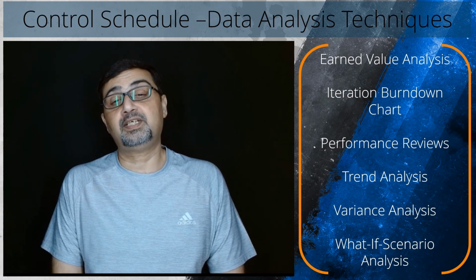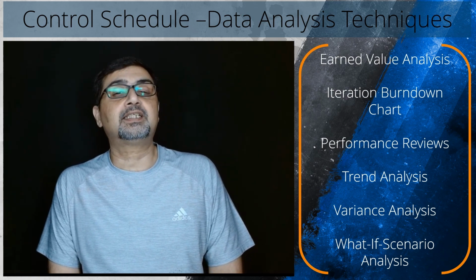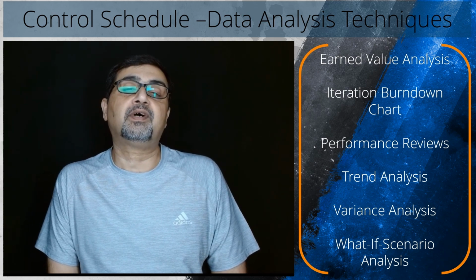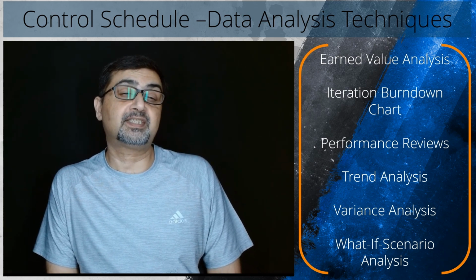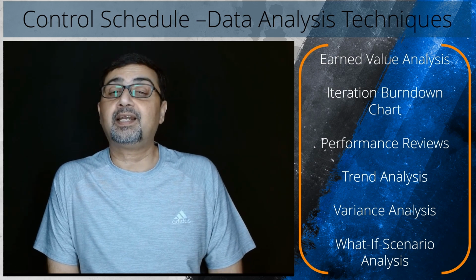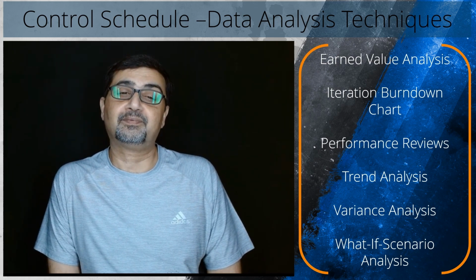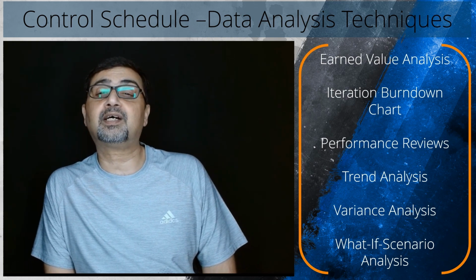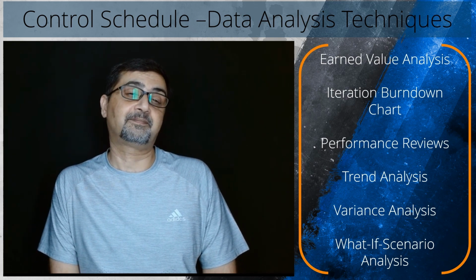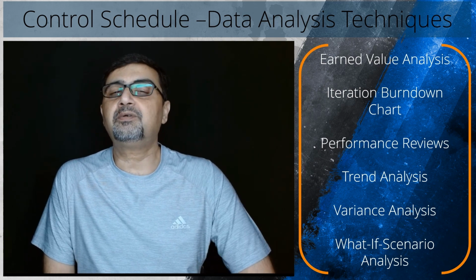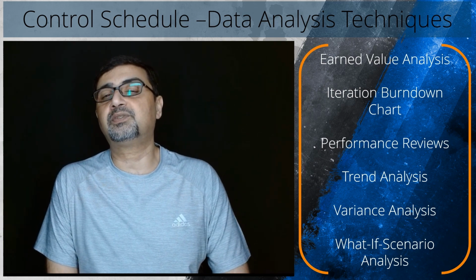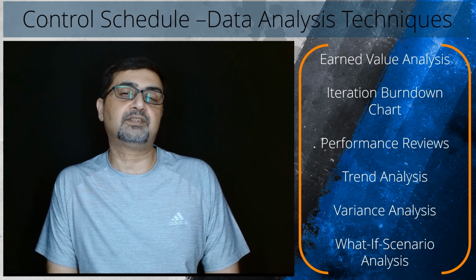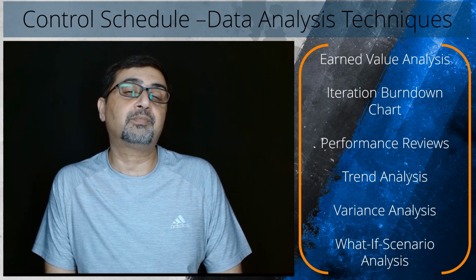Then we have the variance analysis. Variance analysis is a technique for identifying any variances or discrepancies between the planned and actual schedules. It involves examining the discrepancies between the anticipated and actual start and finish dates of project operations. Project managers may utilize variance analysis to determine the reasons for schedule deviations and take corrective actions to get the project back on track.